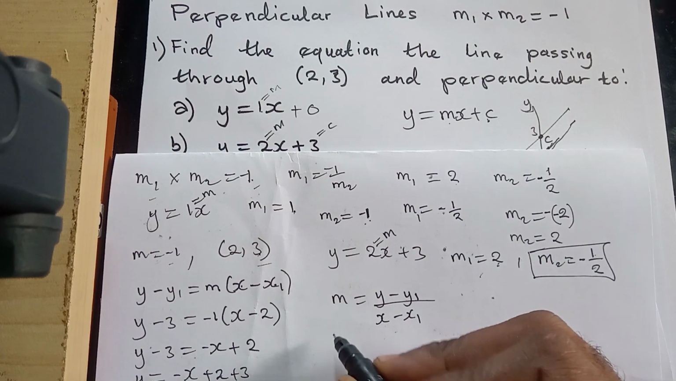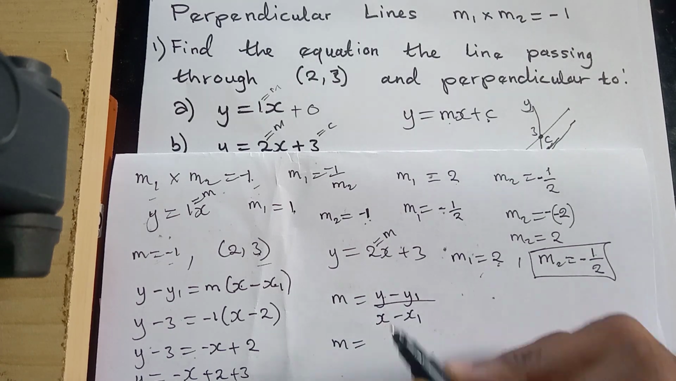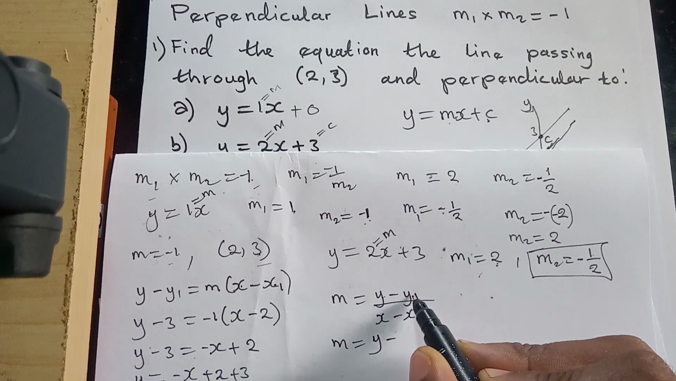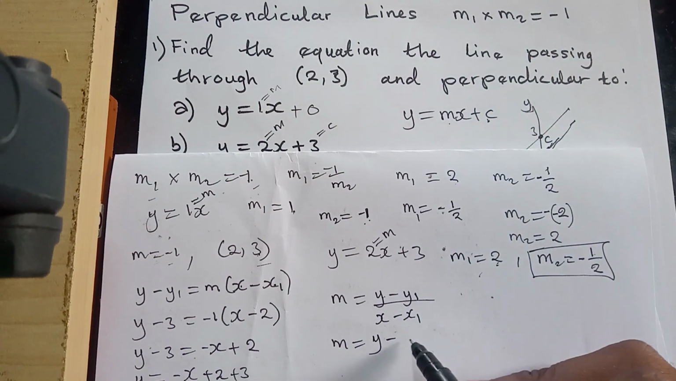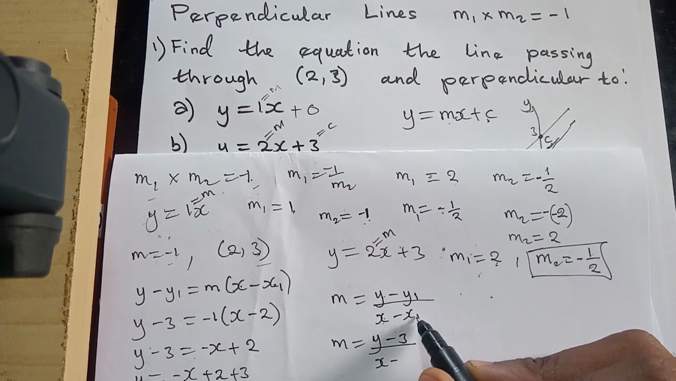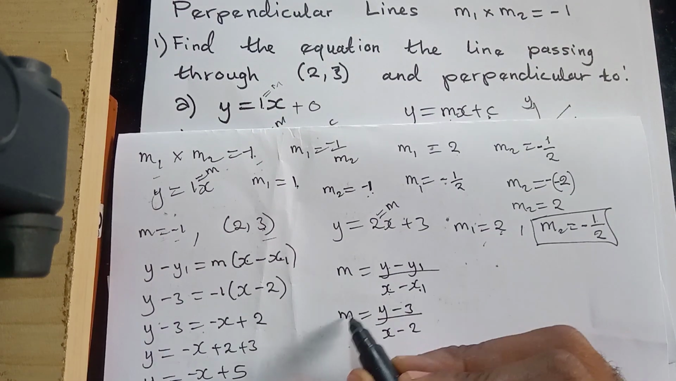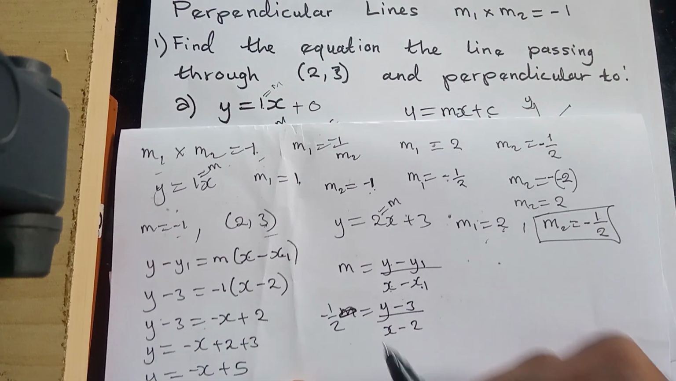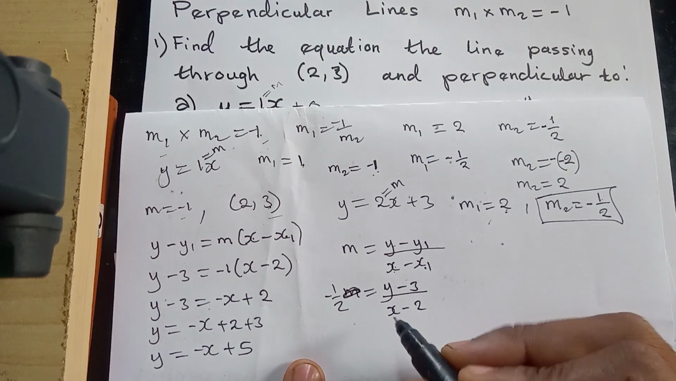Like this. So our y2, this is normally y2 is just y, and then our y1 is 3, and then our x or x2 is just x, and then our x1 is 2, like this. Of course our gradient is negative half. So now let's cross multiply and make y the subject of the formula.